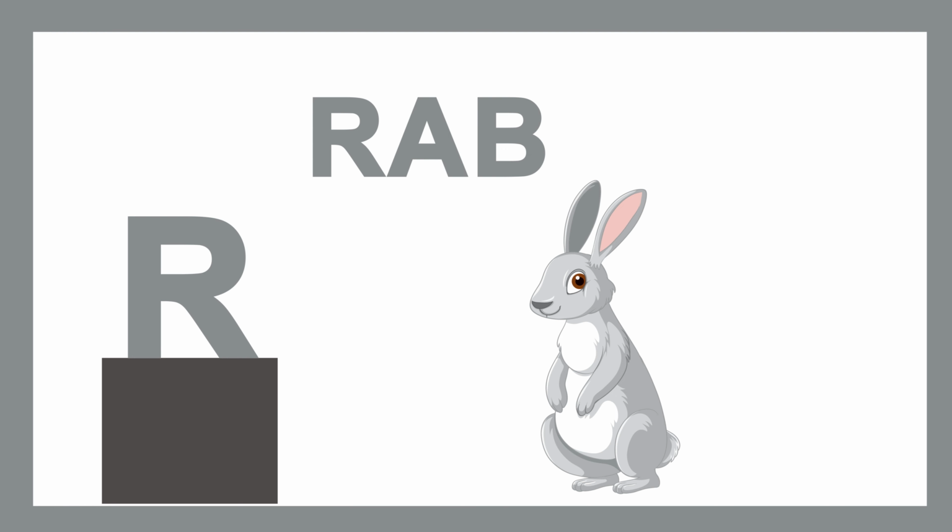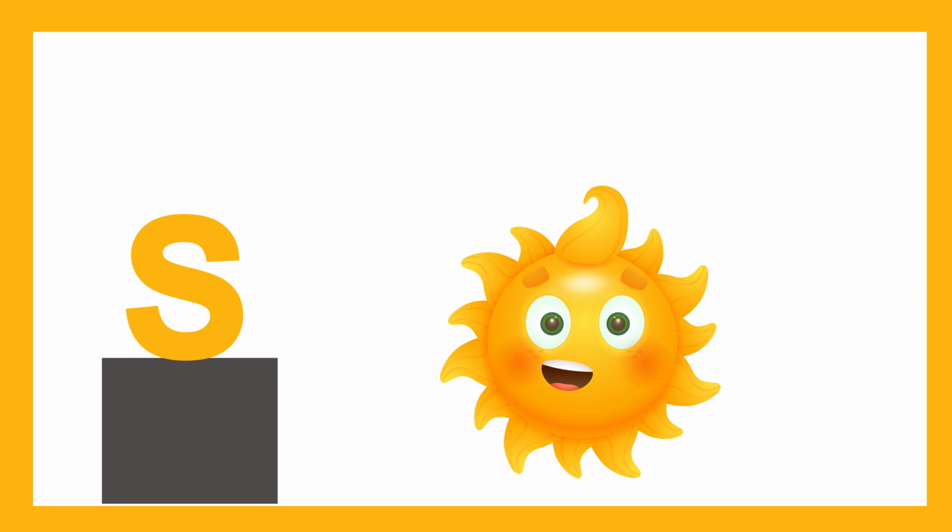R for rabbit. Let's spell it. R, A, B, B, I, T. Rabbit. Next letter is S. S for sun. Let's spell it. S, U, N. Sun. Next letter is T.